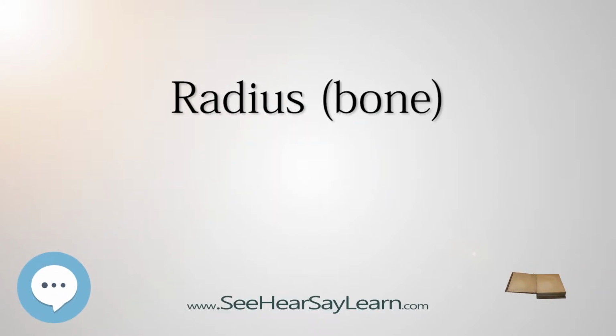The radius, or radial bone, is one of the two large bones of the forearm, the other being the ulna. It extends from the lateral side of the elbow to the thumb side of the wrist and runs parallel to the ulna. The radius is shorter and smaller than the ulna. It is a long bone, prism-shaped and slightly curved longitudinally.